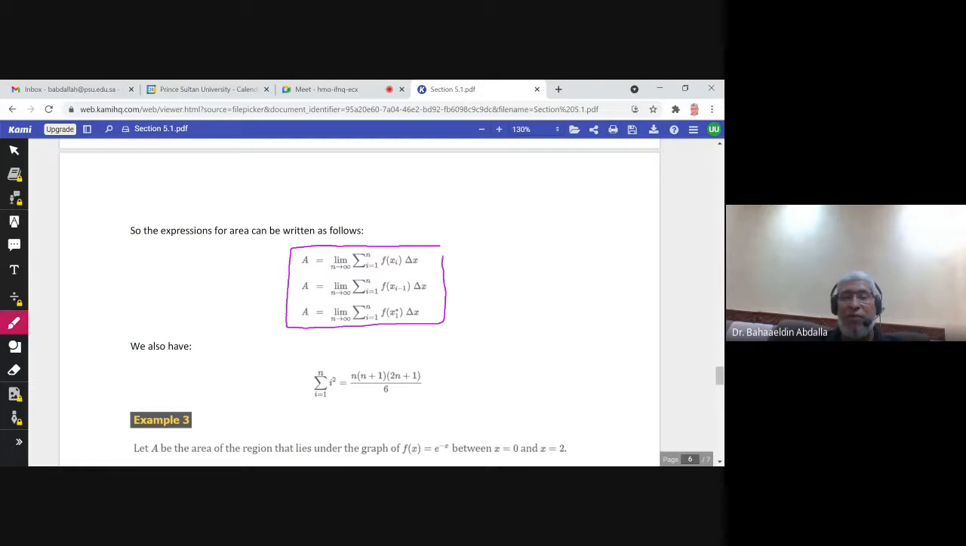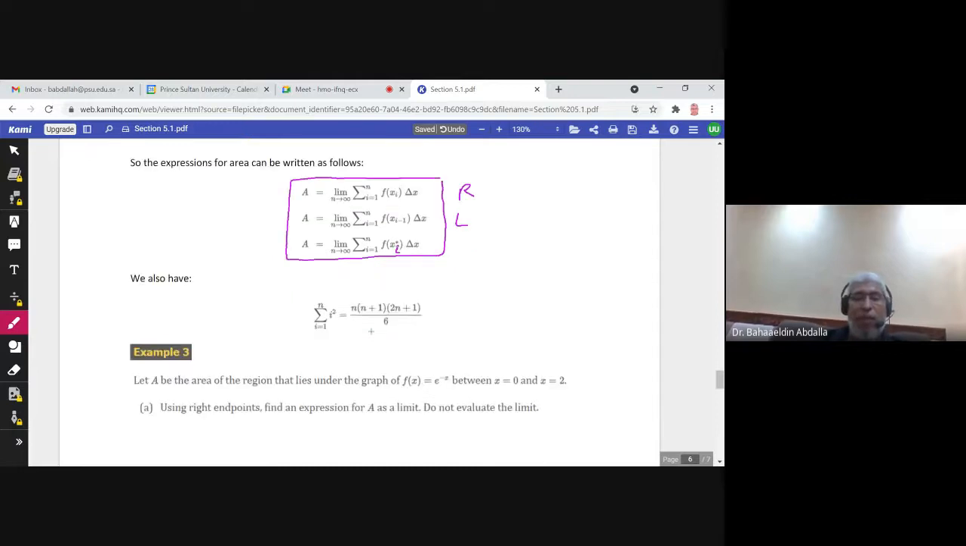If you start from 0, you write it f of xi minus 1, and you start also from 1, so this would be the left, this is the right, and this is the general one: f of xi star times delta x, where i is from 1 to n.